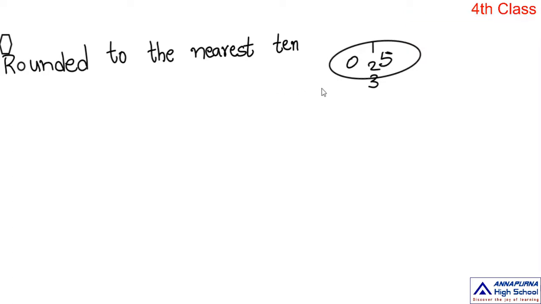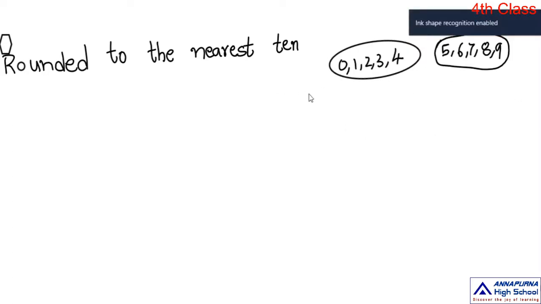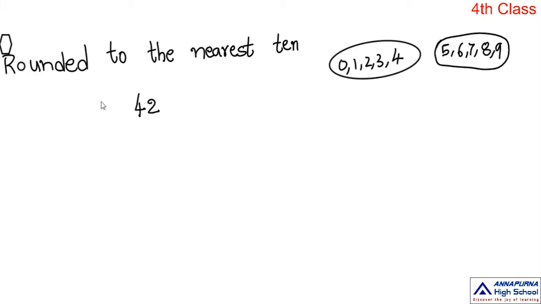Small group. So 0, 1, 2, 3, 4 are in the small number group, and 5, 6, 7, 8, 9 are in the big number group. Okay children? So for example, let us take one number, 42. So 42 lies between which two tens?